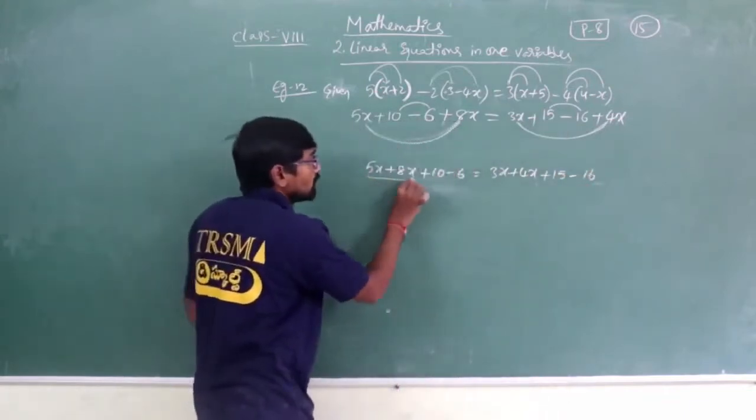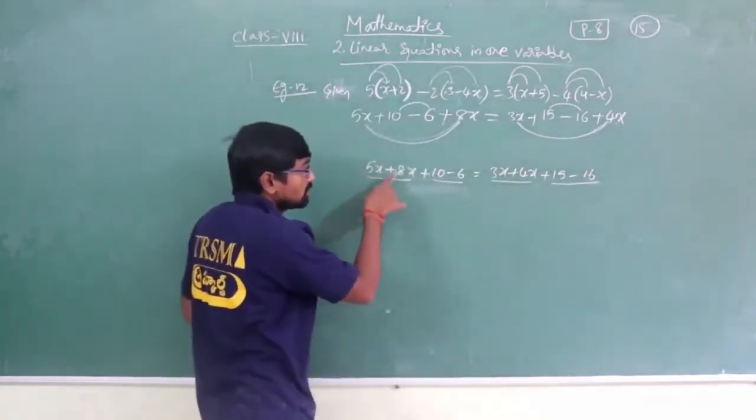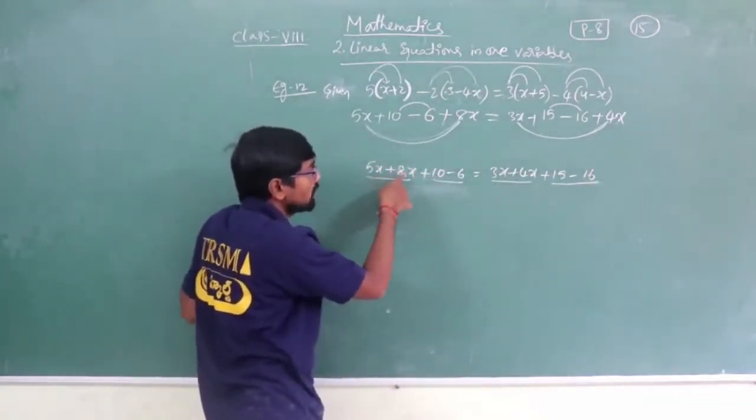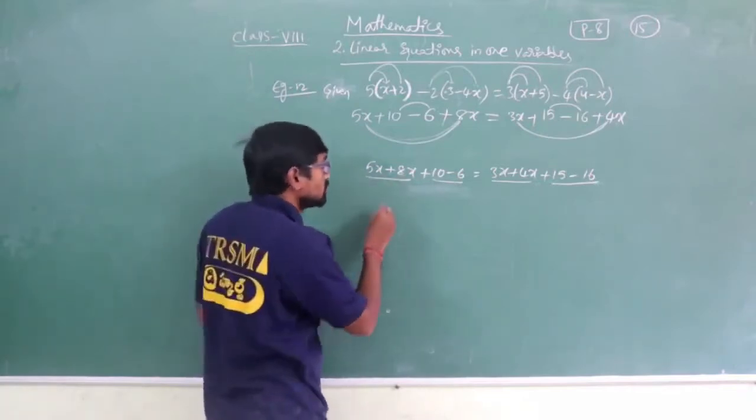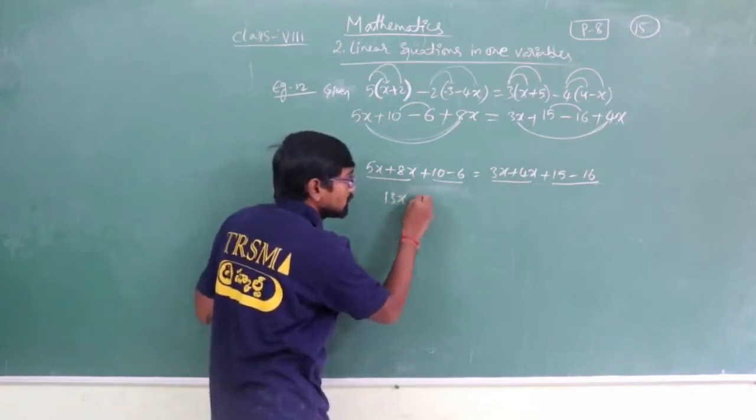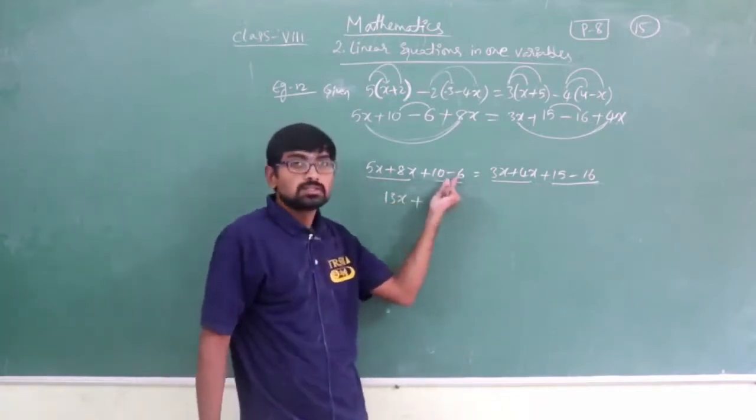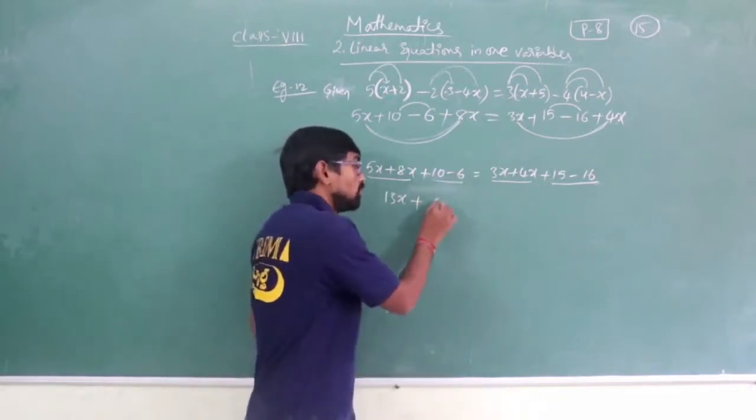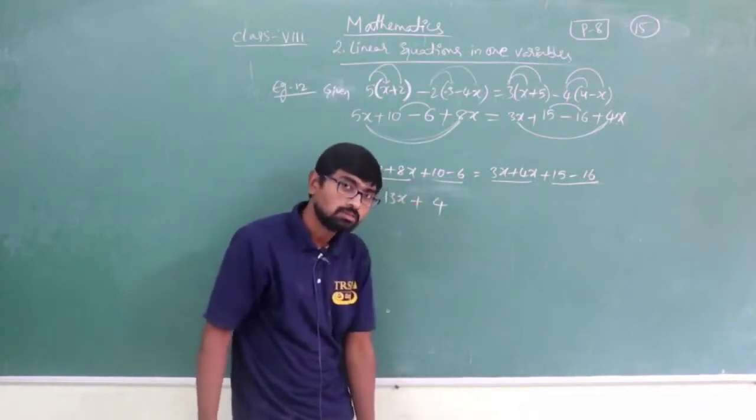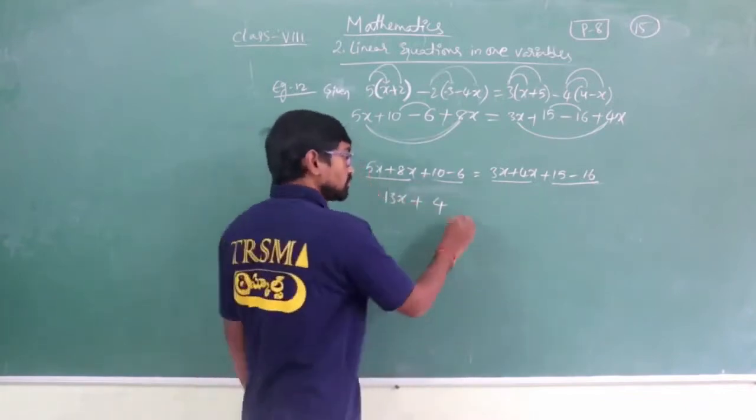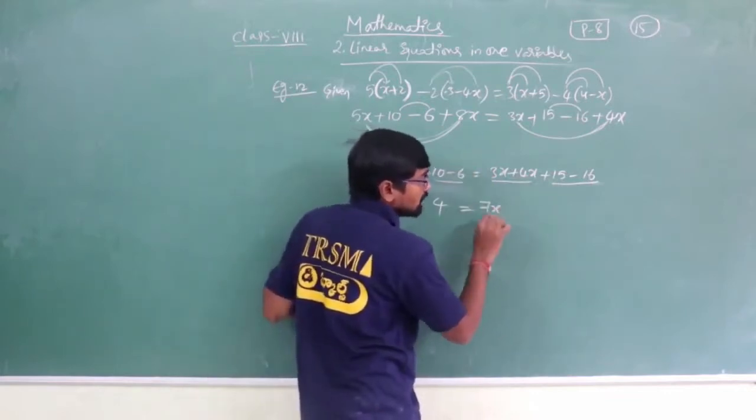Now what I have to do? Add these both like terms. Here the addition symbol is there, so I add 8, 9, 10, 11, 12, 13. So here I will get 13x plus 10 minus 6. 10 minus 6 is 4; the bigger number consists of the plus symbol, so the answer will be positive. That equals to 4x plus 3x is 7x.